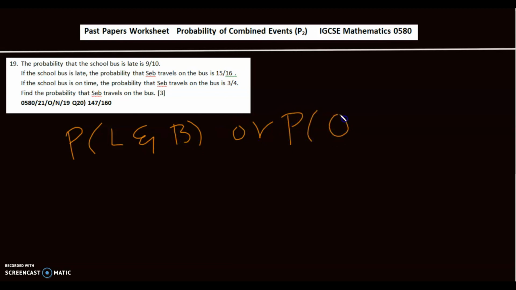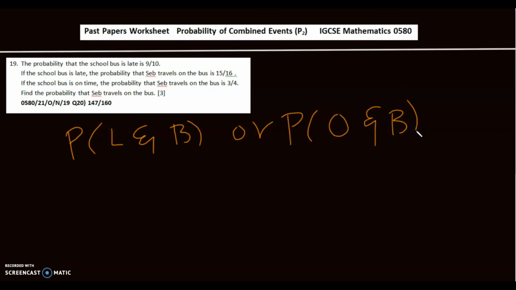Okay, another question. Probability that the school bus is late is 9 upon 10. If the school bus is late, the probability that Seb travels on bus is 5 upon 16. If the school bus is on time, the probability that Seb travels on bus is 3 by 4. Find the probability that Seb travels on bus. So if we have two options, either probability that he is late and then he travels on the bus, or probability that he is on time and then he travels on bus.